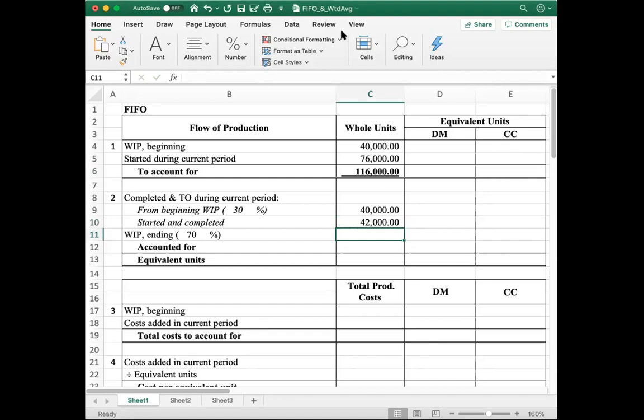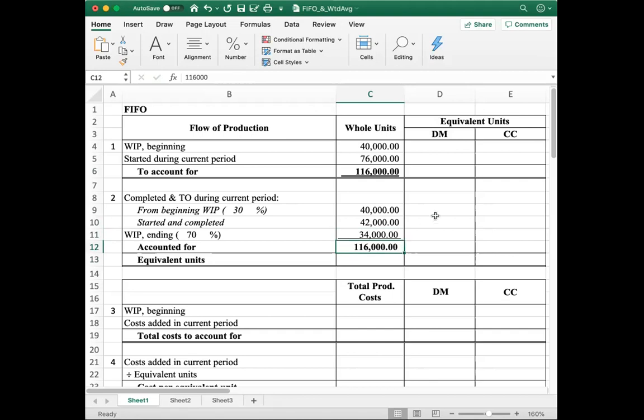And then the ending work in process. You can calculate it by taking the total units to account for from the first part, 116,000. So that should go in the units accounted for, which is 116,000. And then you subtract 82,000 from 116,000, or 116,000 minus 42,000 minus 40,000, which gives you the remaining 34,000 units in the ending work in process inventory.